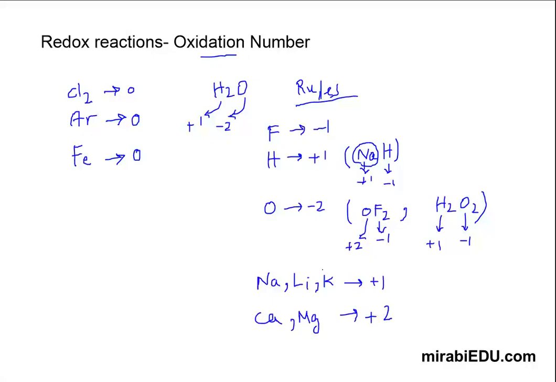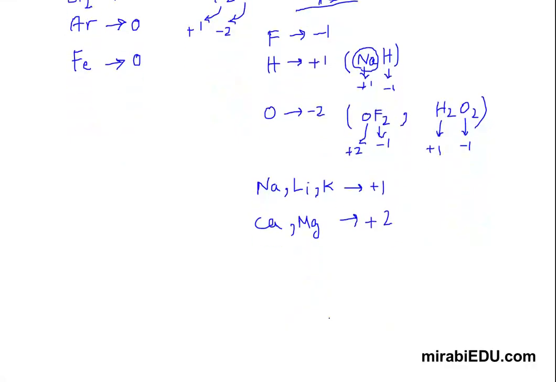Let's do some practice. This is enough for the rules, and if we do some practice you get the hang of it. For example, let's think of SO3, which is sulfur trioxide. Oxygen, as mentioned, is more electronegative and takes 2 electrons. We have 3 oxygens. So the whole oxidation number will be -6. So sulfur needs to be +6 to neutralize this compound.